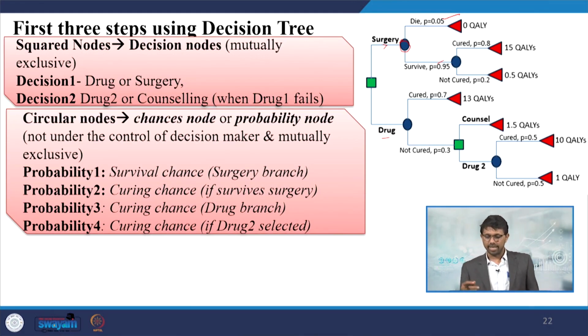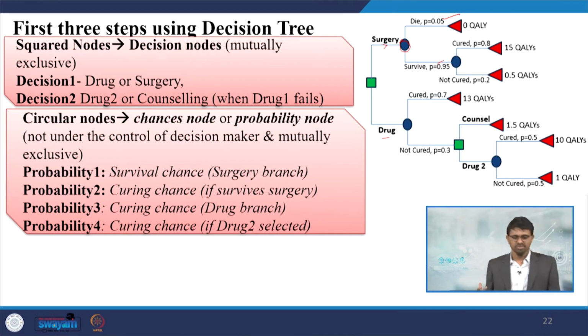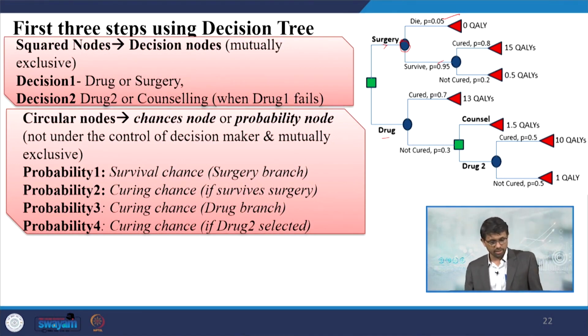Then at the next node you see the outcomes, cured and not cured. Cured has probability 80% and not cured is 20%, and the qualities are attached based on the outcomes. Probability 2 is the curing chance. The first probability is just the survival chance, and the second probability is related to the curing chance. In the case of drugs, probability 3 is related to the drug and is the curing chance, and probability 4 is the curing chance if drug 2 is selected.